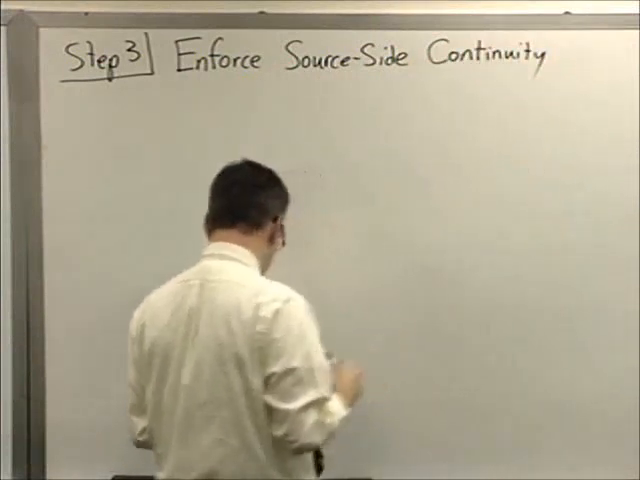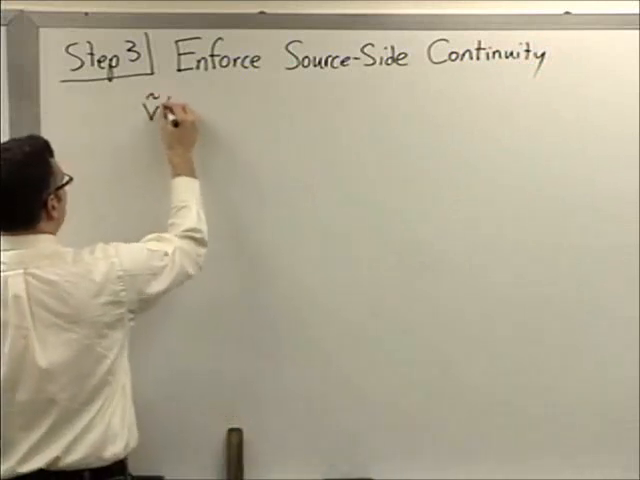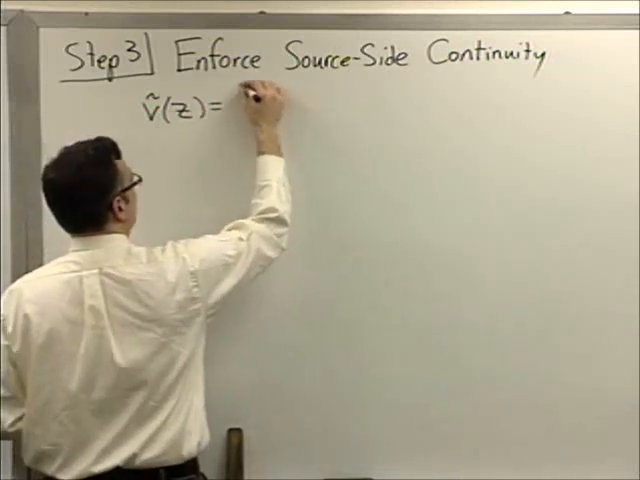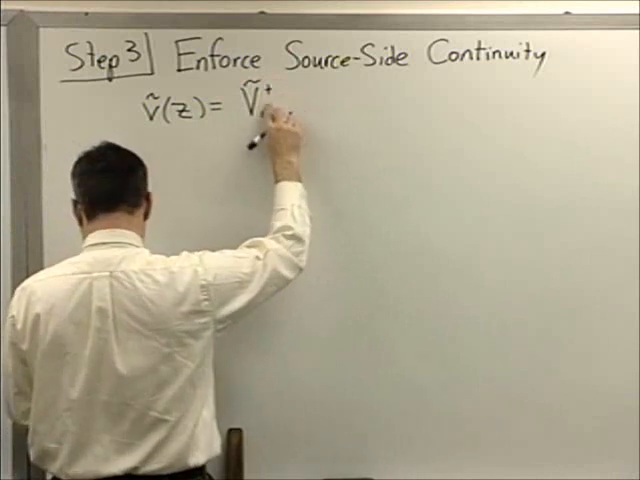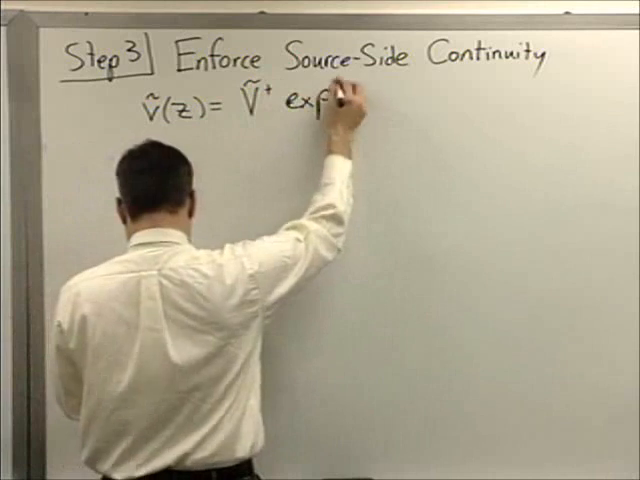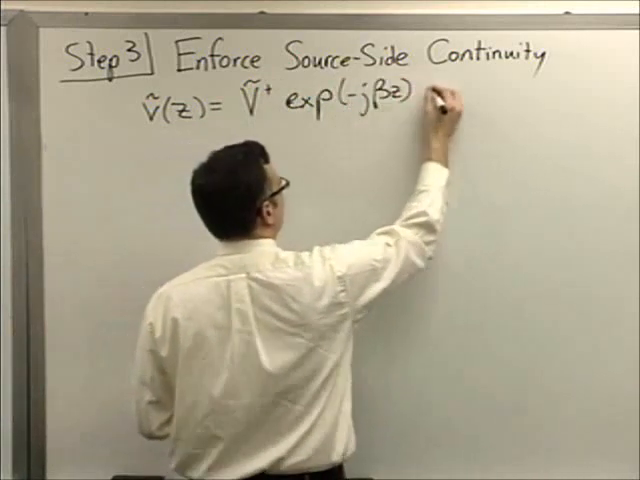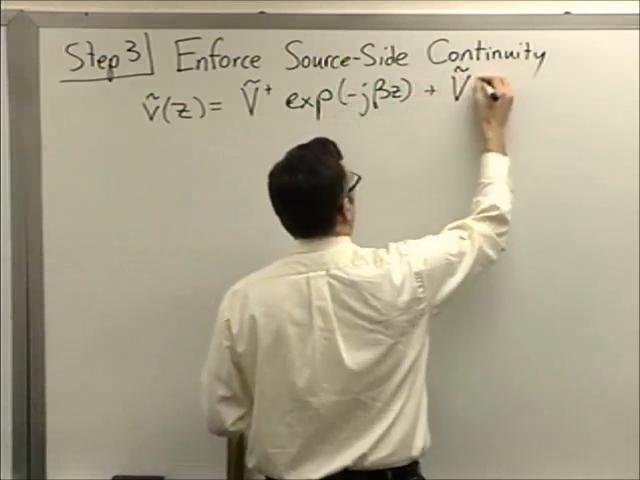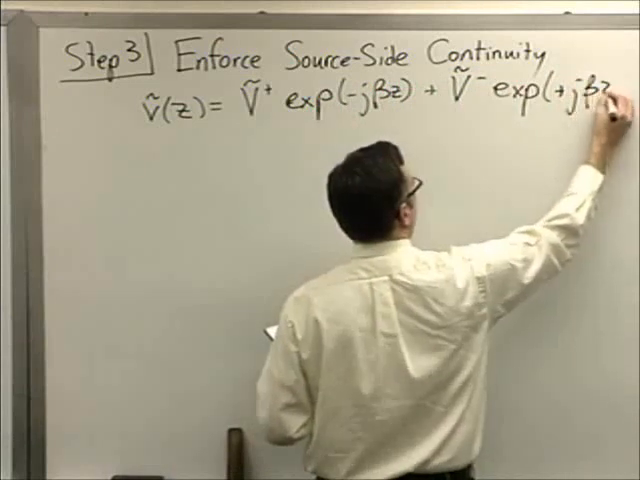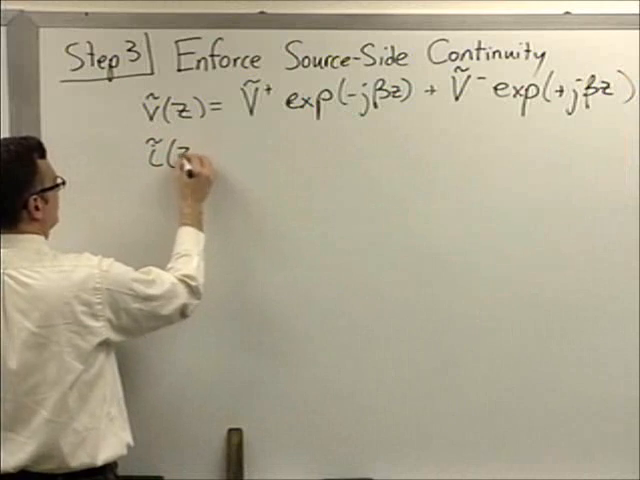So let's go back to the transmission line equations. We said V of z is going to be equal to some forward propagating wave, exp to the minus j beta z, minus a backwards propagating wave, exp to the plus j beta z. And our current solution is going to have this form.